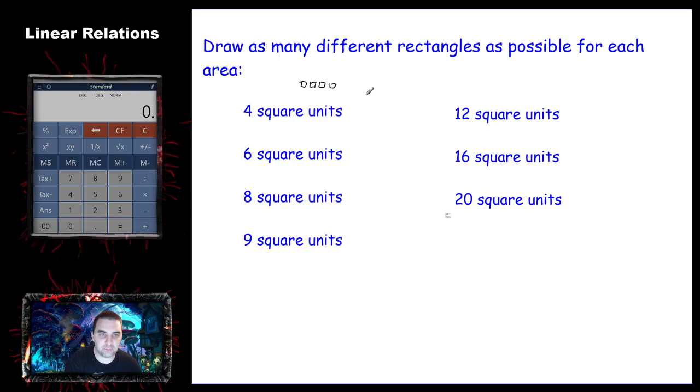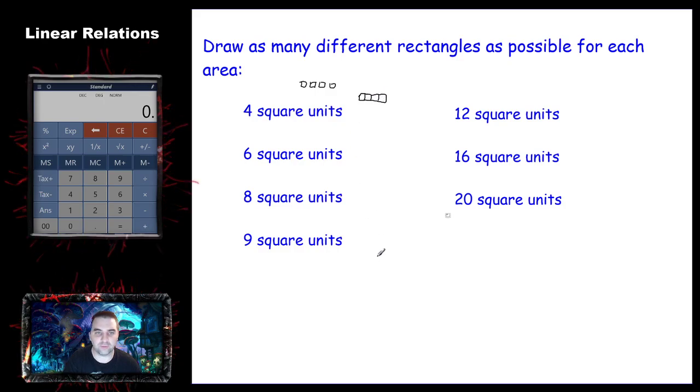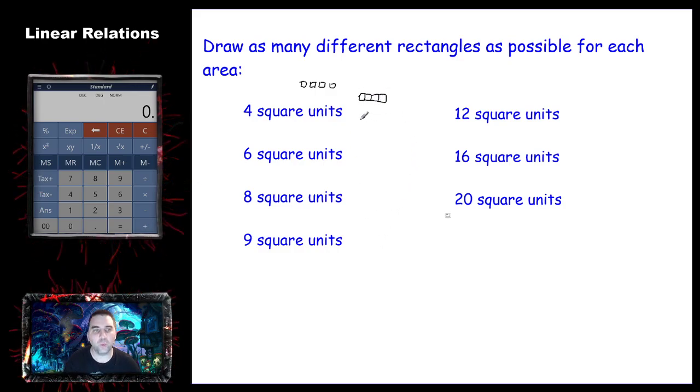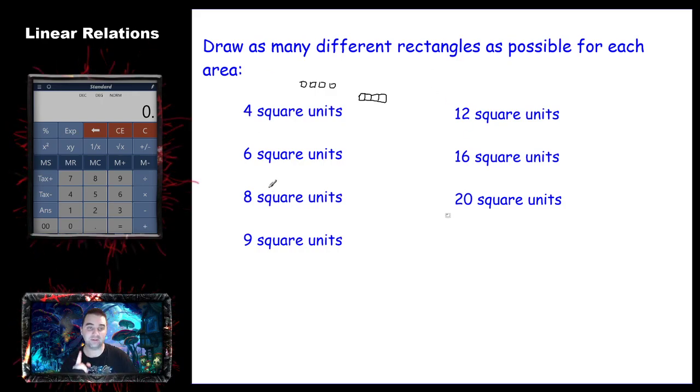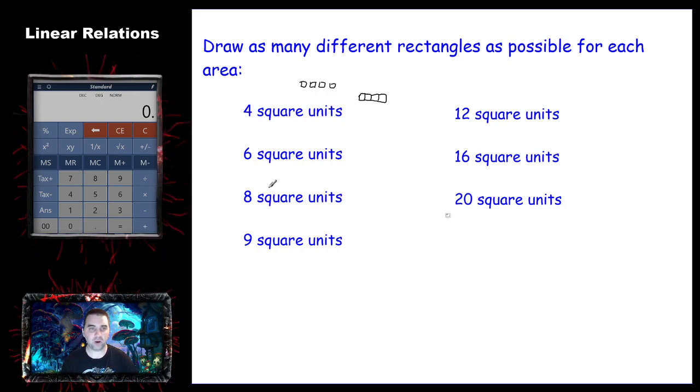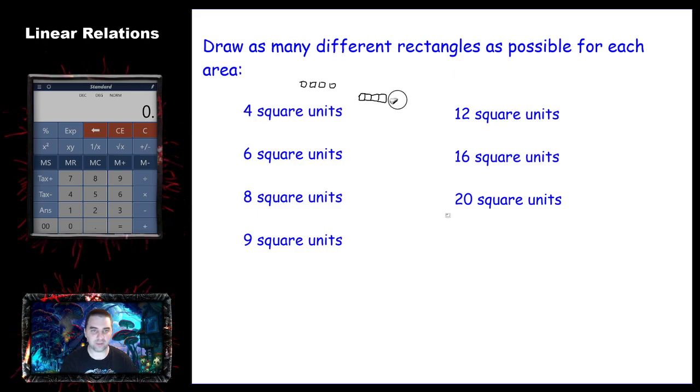One simple example here, I'll just do the first one for you, is I have 1, 2, 3, 4 all arranged like that. That's a rectangle. What else can you come up with? Do that for 4, 6, 8, 9, 12, 16, and 20, and I challenge you to get as many of them as you can. Go ahead and pause the video and get started with that right now.